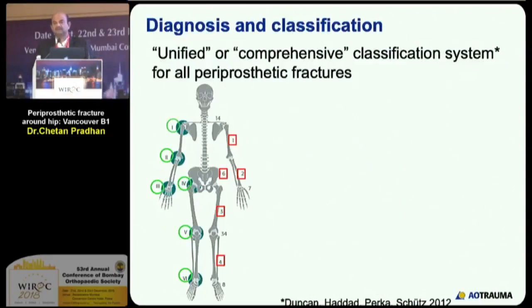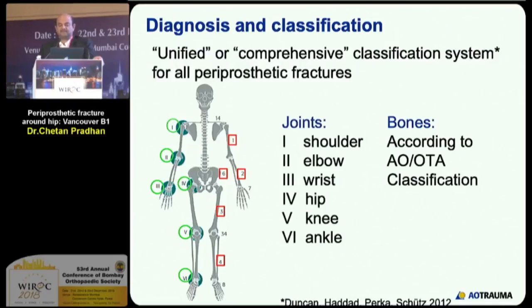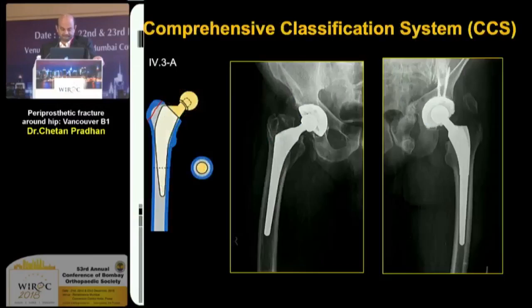And now, recently, Duncan and Michael Schutz proposed this universal classification system of periprosthetic fractures, where the joints are labeled from 1 to 6. The bones are labeled as per the AO classification. So you have 1 for the humerus, 2 for radius ulna, etc. And types A to E as per the Vancouver classification. So this is a comprehensive classification which is more useful and which is more unified.